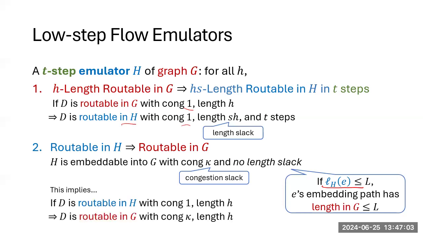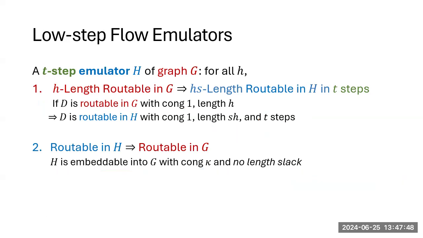And by the way, this thing is stronger, but it implies this, which syntactically looks similar to this statement. So any demand that is routable in H with congestion 1 and length H can be routable in G with congestion kappa and length H. So you see that it really is a graph such that congestion and length are basically the same with respect to any flow. But when you have G and you construct H that is basically equivalent, now you just care about flow that has low step. Okay, so that's low step flow emulator.